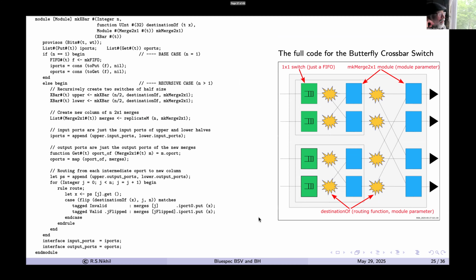Okay. Now, here on this slide, you're seeing the entire code on the left-hand side for the whole butterfly switch. And we're going to go through little pieces of it so that I can show you how to parse the code in your head as you go through it. But this is actually the full code, compilable and synthesizable as is. Okay, so let's look at the pieces one by one.